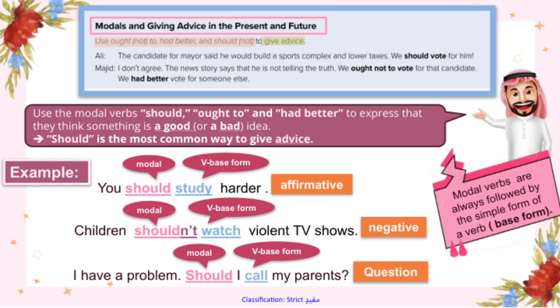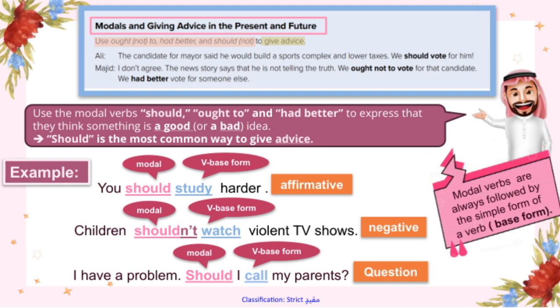Should is the most common way to give advice, making it very useful in everyday situations. For example, if you want to suggest a better action, you could say, "You should see a doctor." So, to sum up, modal verbs help us express necessity, advice, or obligation, and they always connect to the base form of the verb.